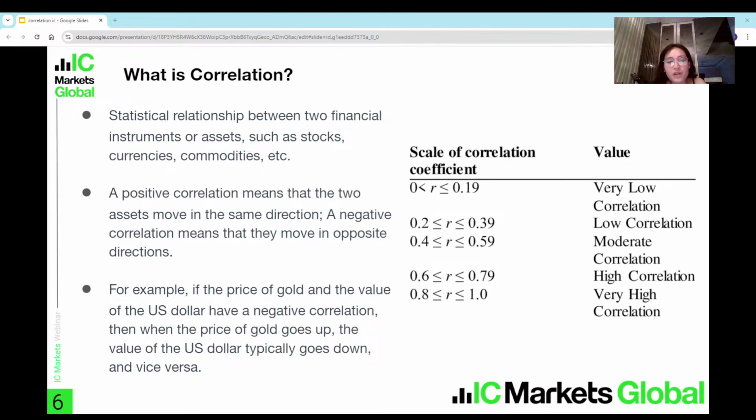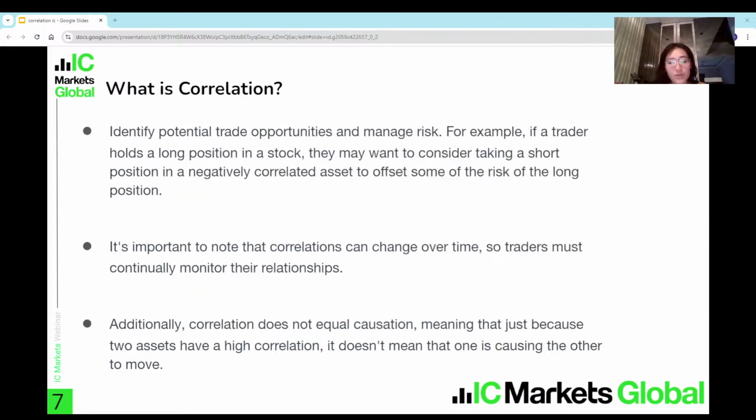I have a chart here just to demonstrate the scale and the value of the correlation. Typically, a perfect positive correlation is +1, while a perfect negative correlation is -1. And we typically look for strong correlations with values of 0.8 and above or below -0.8.